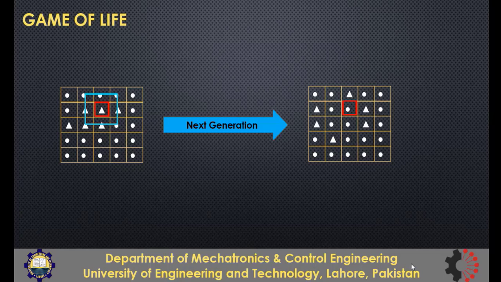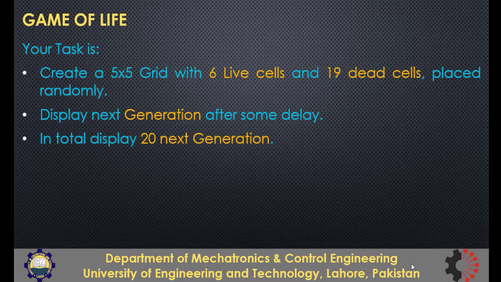Likewise, you can verify the status of each of the cells in the next generation, according to the given rules. So your task is to write a program that will create a 5x5 grid of cells, and out of those 6 will be alive and 19 will be dead, all placed randomly on the grid. Then you have to display the next generation after a little time delay, following the rules described. You actually need to display the next 20 generations.